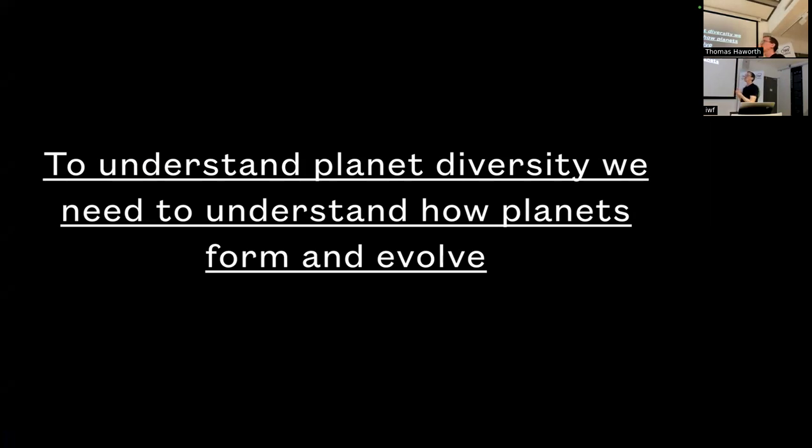So how they evolve once they're formed could be important for that valley, that gap of planet properties that we see at small radii, small orbital distances and intermediate size, as for example, the atmospheres may evaporate. But I'm more interested at the minute in the former. So what is it about the formation of planets that maybe gives them diverse properties?